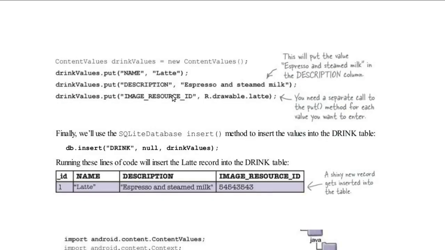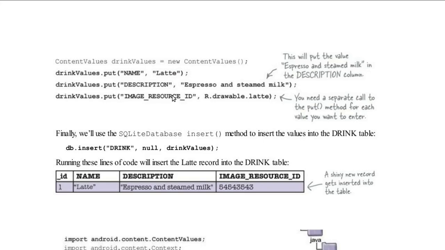So how can we insert now? We have already done how we can create the table. First we create the database, then we create the table. After that we have to insert the rows inside the table. So how can we insert?